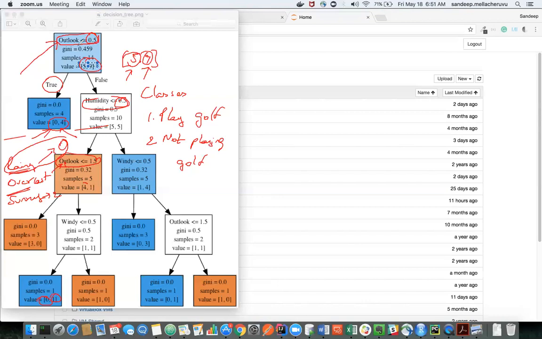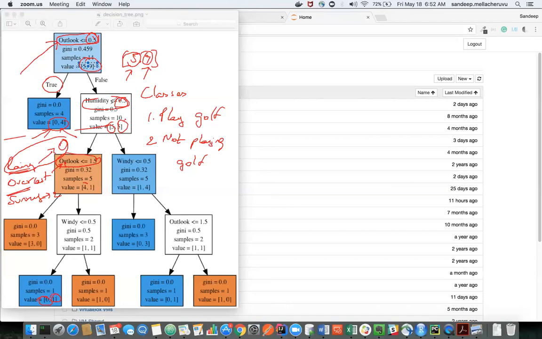Similarly, when there is no rain, half of the times you played, half of the times you did not play golf. Now what we are doing is to classify correctly, saying whether you want to play or you do not want to play. This condition is not enough. The reason is, half of the time when outlook is not rainy you want to play and half of the time you don't want to play. So the machine learning algorithm cannot take a proper decision.